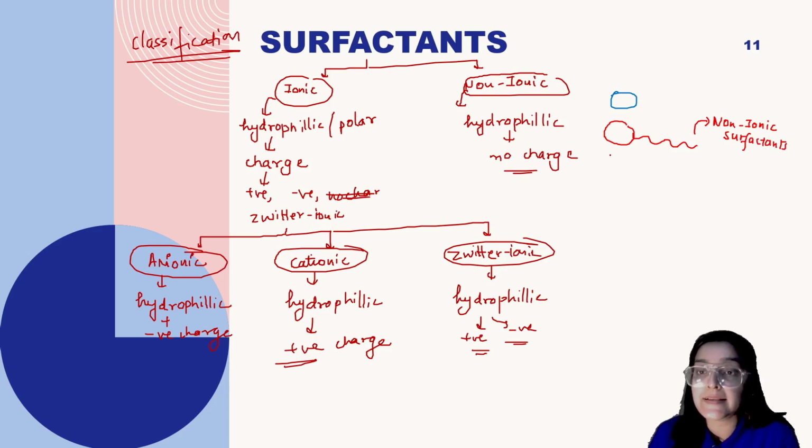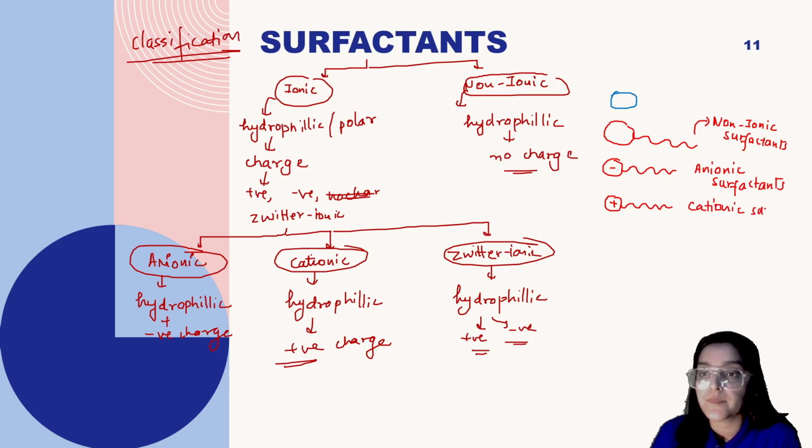Okay, and next it is indicated the hydrophilic part is attached to some negative group. So it comes under the classification of anionic surfactant. Similarly, suppose this hydrophilic part is connected to the positive charge group. Now it is a cationic surfactant. So if it is attached to both the parts, the negative as well as the positive part, then it is termed as the zwitterionic form.